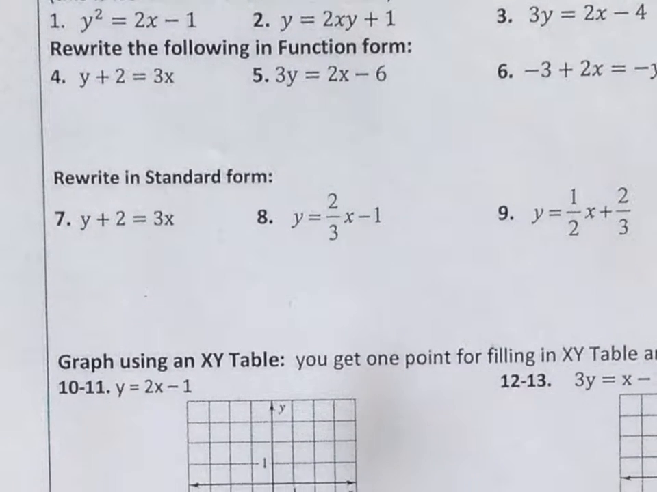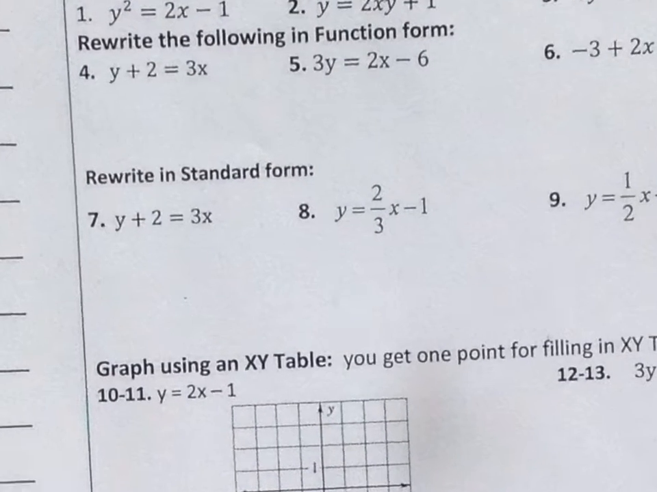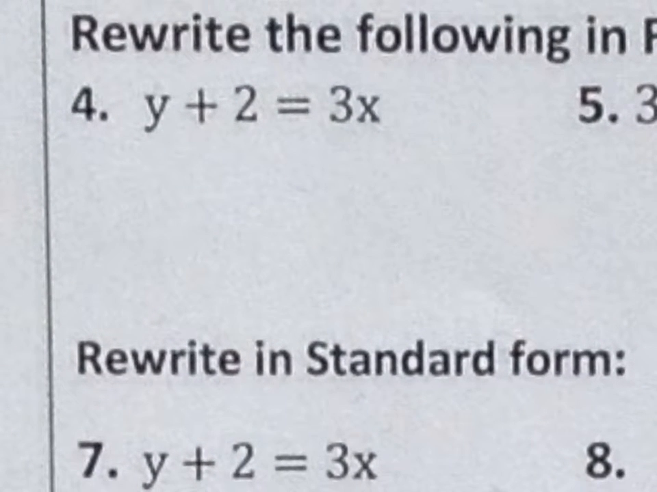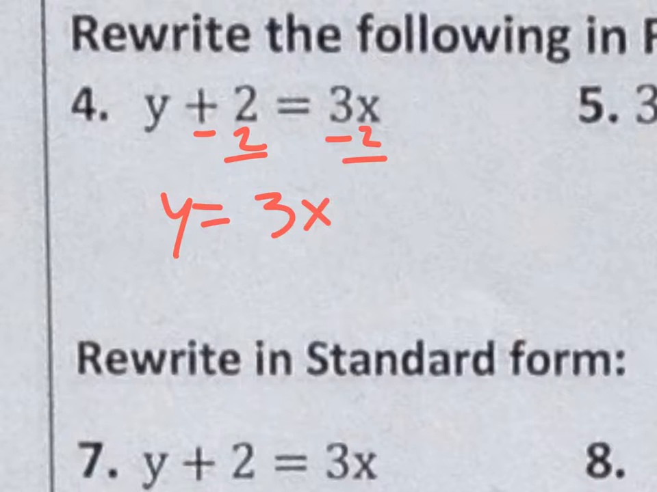Numbers 4, 5, and 6. Rewrite the following in function form. We should all know that function form is y by itself. So on number 4, you don't have y by itself. All you got to do is subtract 2, subtract 2. So you're going to have y equals 3x minus 2. That's it. You're done.